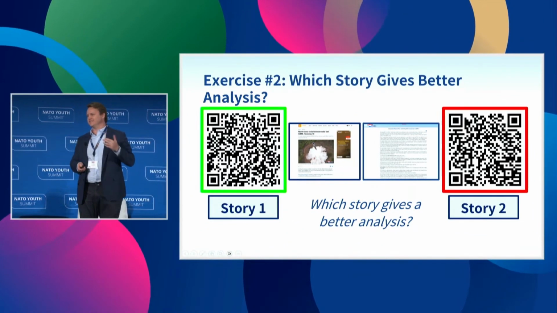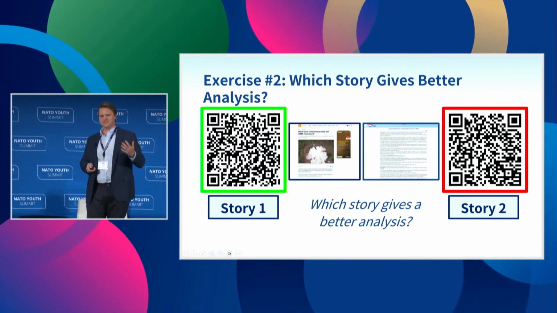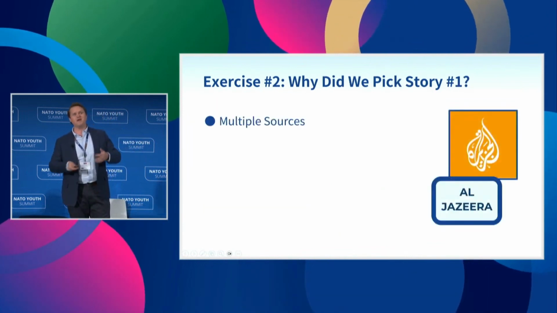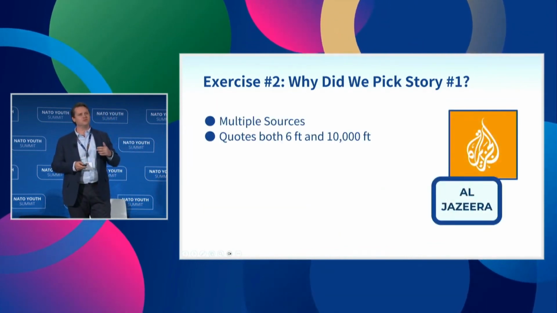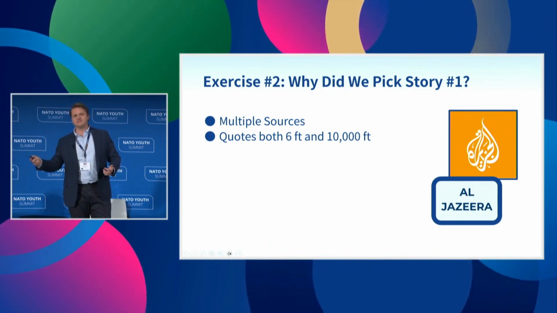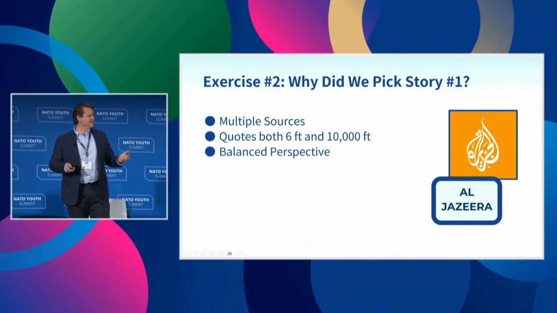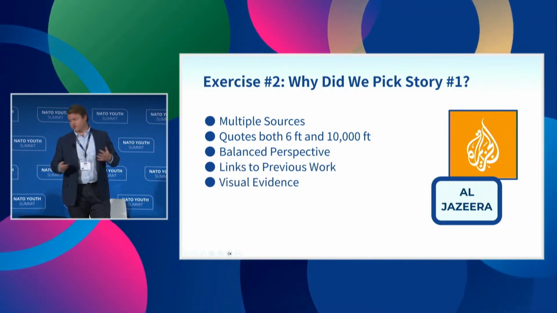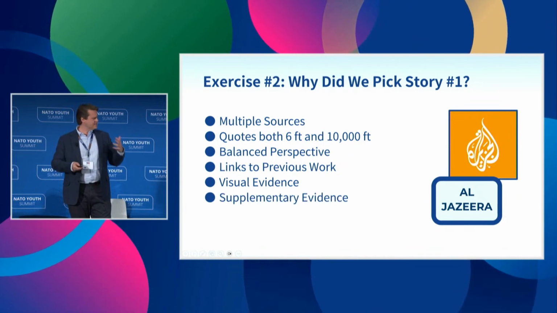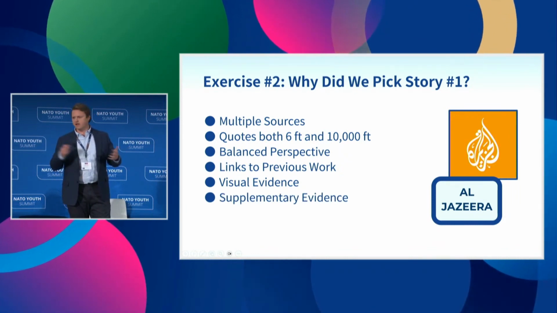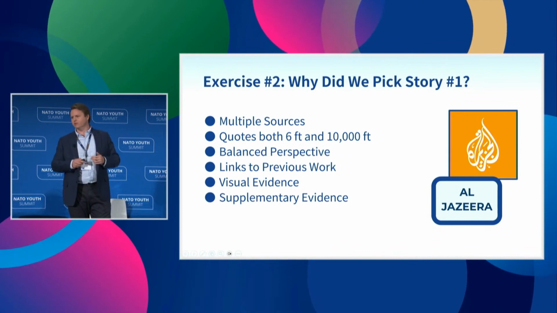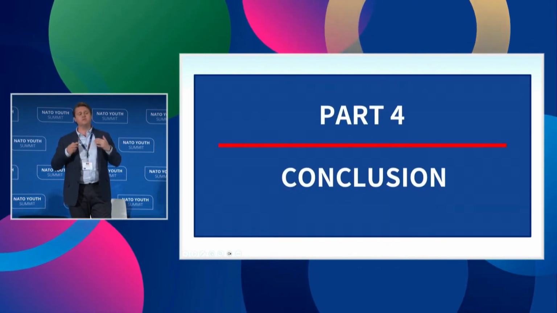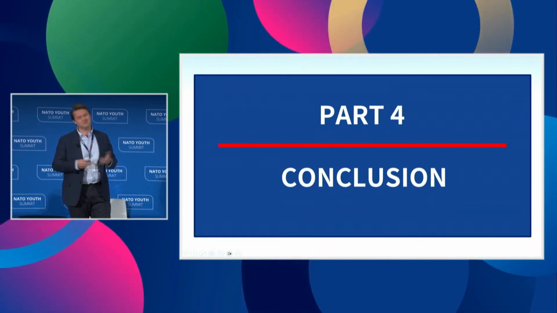You need to be able to go through these exercises and understand why the North Korean state media is so non-credible. And we chose the Al Jazeera story. Again, I've gone through this, but it used multiple sources. It had people on the ground. It had analysts at the 10,000-foot level, pretty balanced language, linked to some of its previous work on it, which gives it more credibility, visual evidence, supplementary evidence. I think they spoke to a seismologist about nuclear seismic tremors in the region. And so you can be more comfortable, not 100% comfortable, that that story is more credible than the North Korean state media.